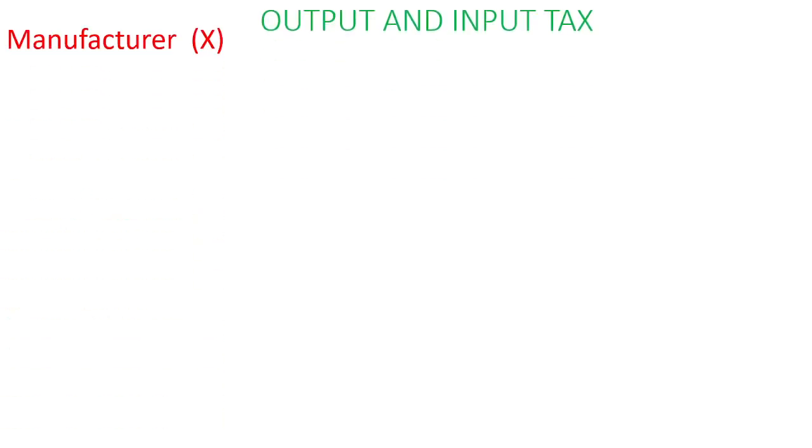Next important concept is output and input tax. So I will explain through an example. Suppose there are three people: manufacturer Mr. X, trader Mr. Y, and consumer Mr.